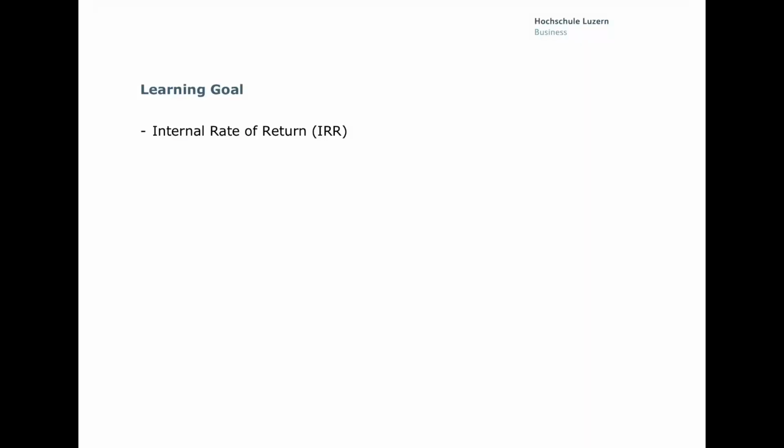The learning goal of session 4.2 is to introduce you to the internal rate of return, IRR for short. As you will see, the IRR can be a handy measure, but it can also be a misleading measure. You should therefore know how to calculate it and how to use it properly.